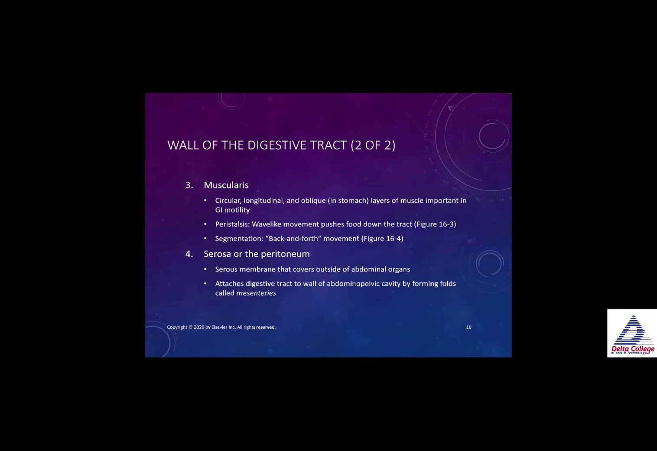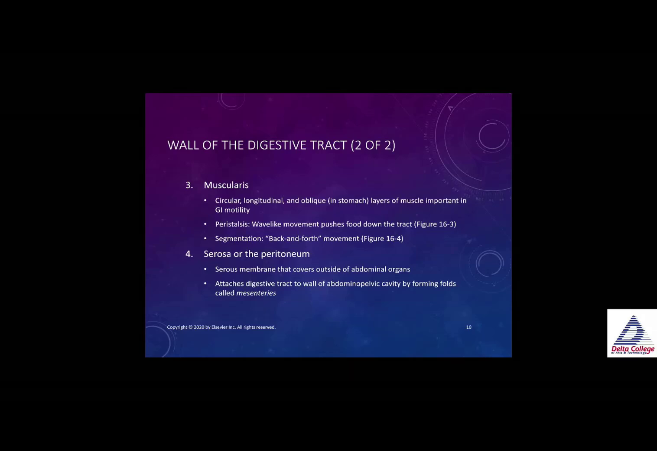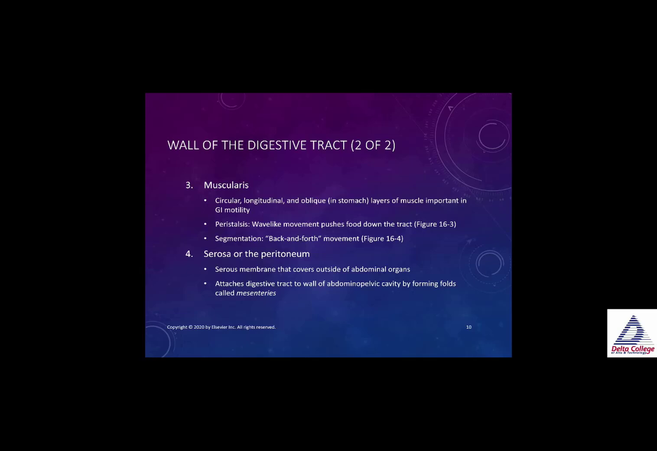Next, we have the serosa, or the peritoneum. This is a serous membrane that covers the outside of the abdominal organs. It attaches the digestive tract to the wall of the abdominopelvic cavity by forming folds called mesenteries. So, in order from the inside walls of the digestive tract to the outside, there are 4 layers. First, mucosa or mucous membrane. Second, submucosa. Third is muscularis. And the fourth, finally, is the serosa.